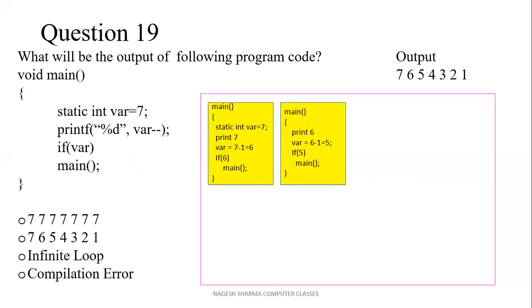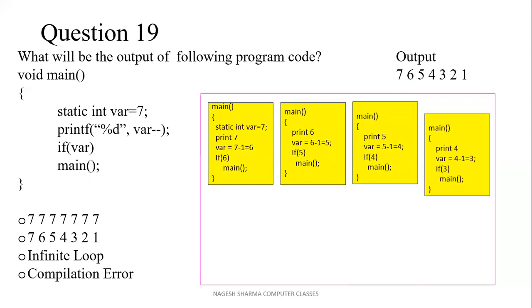So printf percentage d var will display 6, and after that the value of var will be decreased by 1. It will become 6 minus 1 equal to 5, and if 5, it will again call main, because 5 is a non-zero integer. So the condition will remain satisfied. In main, the latest value of var was 5. It will print 5. The value of var will be decremented by 1, so it will become 4. And if 4 is a satisfied condition, main will execute again and print 4.